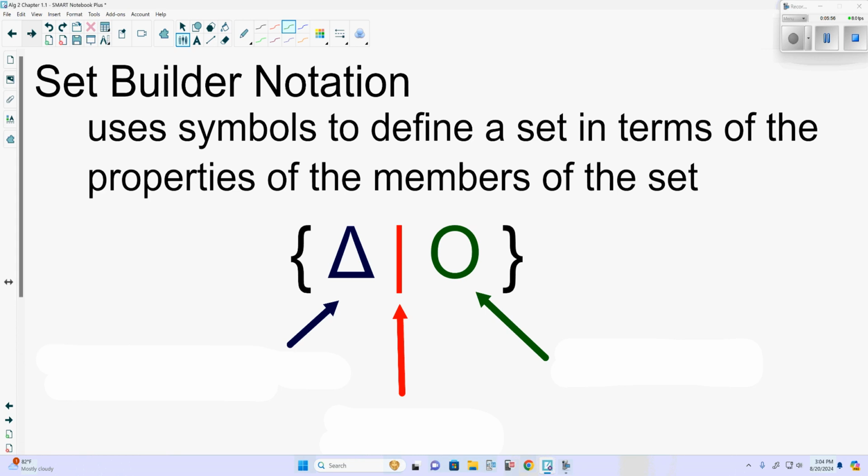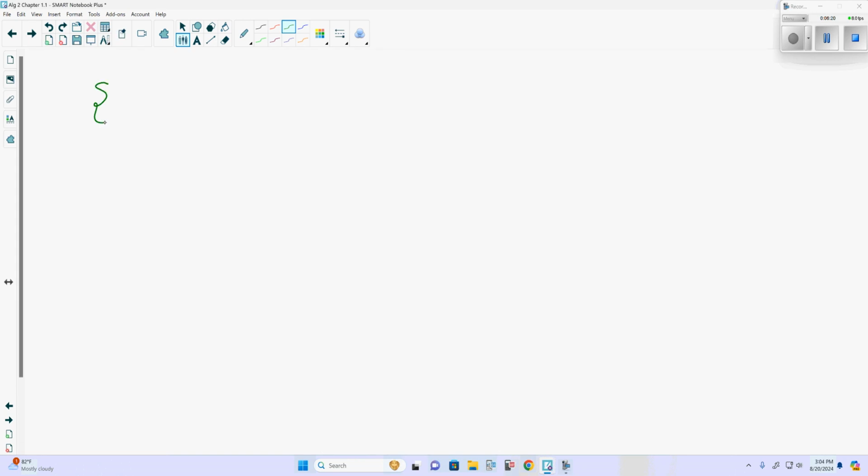Set builder notation. So set builder notation uses symbols to define a set in terms of the properties of the members of the set. All right, guys. Now, the reason we use set builder notation is when listing out the numbers or members of the set is not easy or practical. So as we had the other day, if we were talking about all the integers greater than 20, we could say 21, 22, 23, and that is practical. We can list them all out that way. We have a pattern. It works.